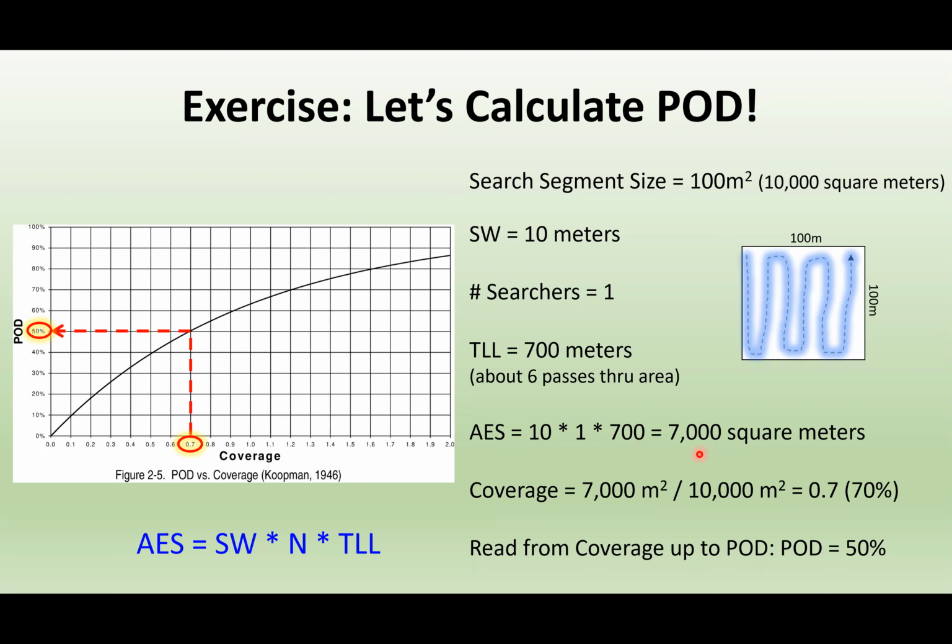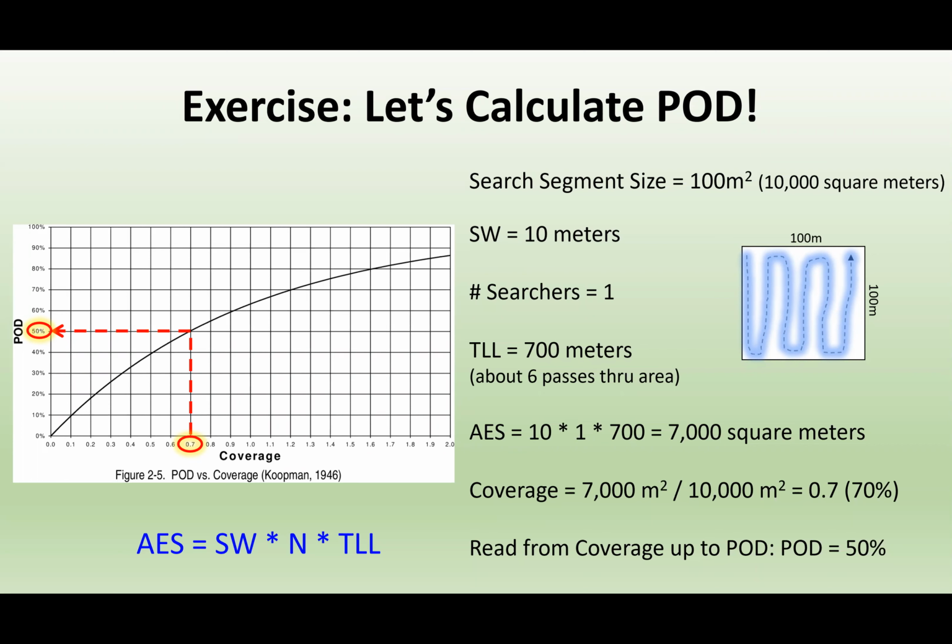Coverage then is 7,000 square meters over 10,000 square meters, or about 70% coverage. Then we go to our coverage and POD function chart, and we read up from 70% coverage to see that our POD was about 50% here. And that's an example of using sweep width and combining that with track line length and getting all the way to probability of detection. Okay.